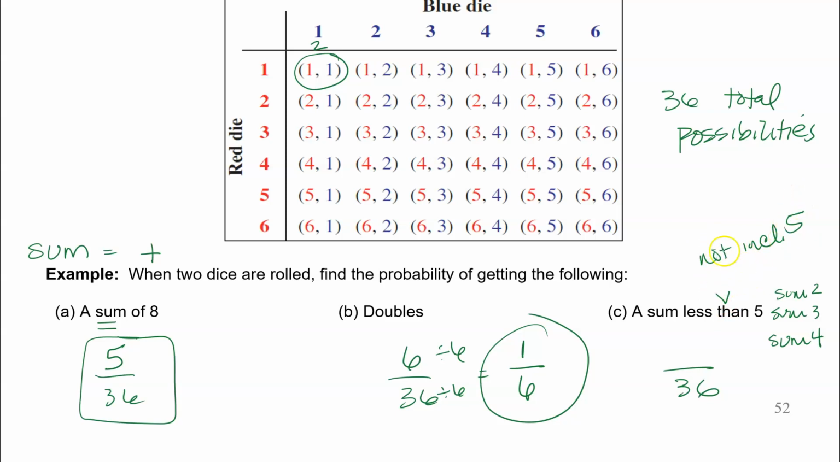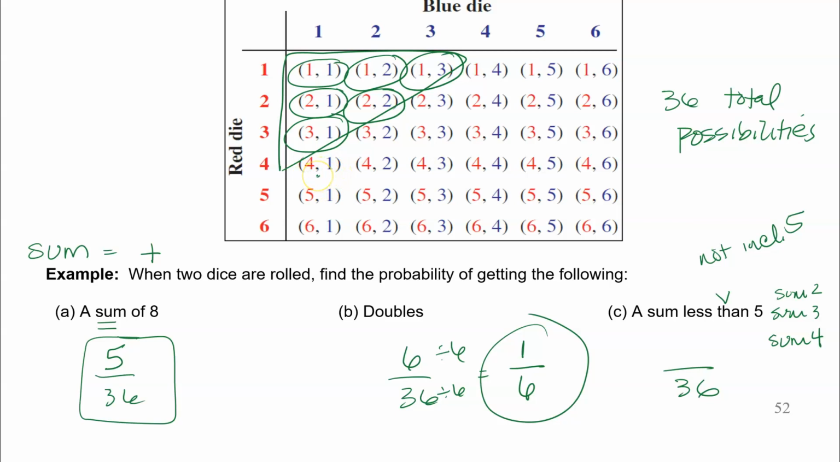Okay, so let's circle the options that give us a sum of 2. So 1 and 1 gives us 2. That's the only option. And then a sum of 3 is going to be 2 plus 1, 1 plus 2. 3 plus 1 gives us 4, 2 plus 2 gives us 4, 1 plus 3 gives us 4. Anything more, you can see it just makes kind of like a triangle here. Anything more or any higher numbers are going to give us a bigger sum.